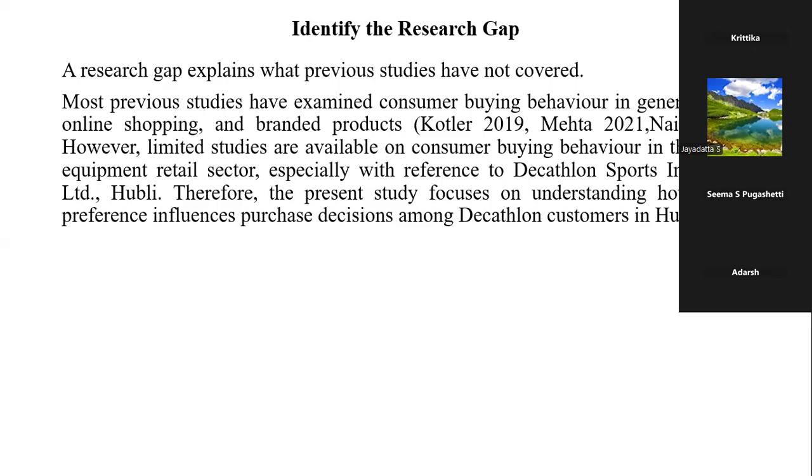So after arriving at the review of literature, having done some review of literature, maybe as I told you, 15 or 20, or at most 15 in your case for the project, you then identify a research gap. The research gap explains what the previous studies have not covered, which you intend to cover in your research project. Most of the previous studies have examined consumer buying behavior in general retail, online shopping, and branded products, which we saw in our previous slide, where Kotler has done research on retail, Mehta talks about online shopping behavior, and maybe Nair relates to branded products.